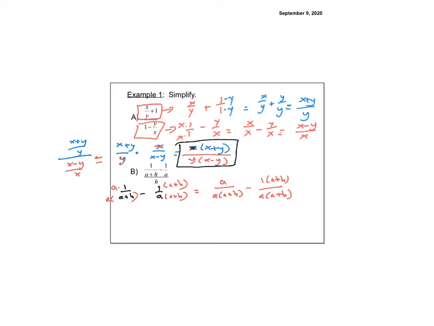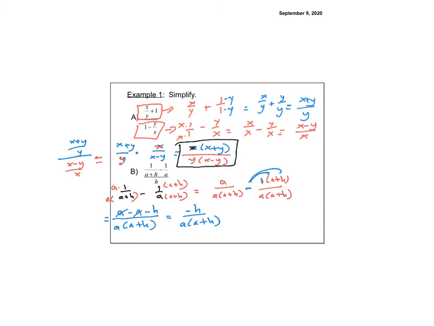So now we're going to have to distribute this minus 1 through. So put this together. A, distribute the minus 1 through. Minus 1 times a, there is a minus a. Minus 1 times h is a minus h. All over the common denominator of a times a plus h. And then notice what happens here. A minus a is just gone, and we're left with negative h over a times a plus h.